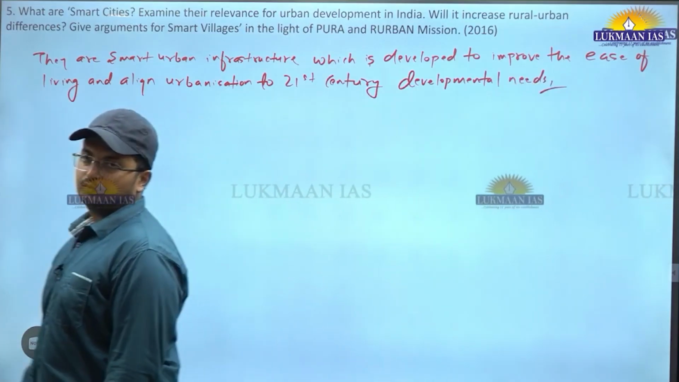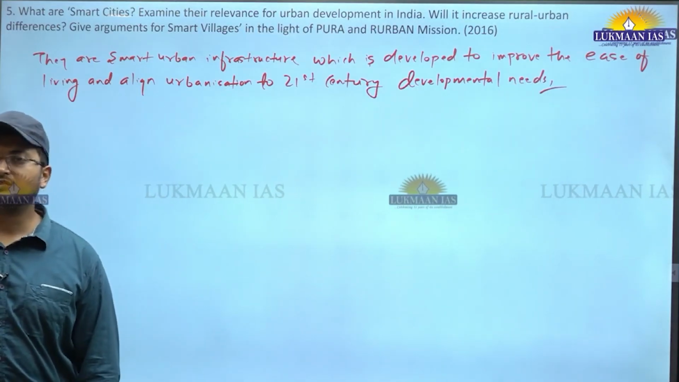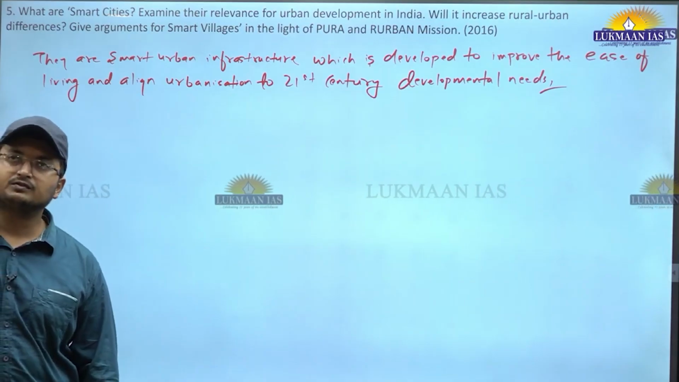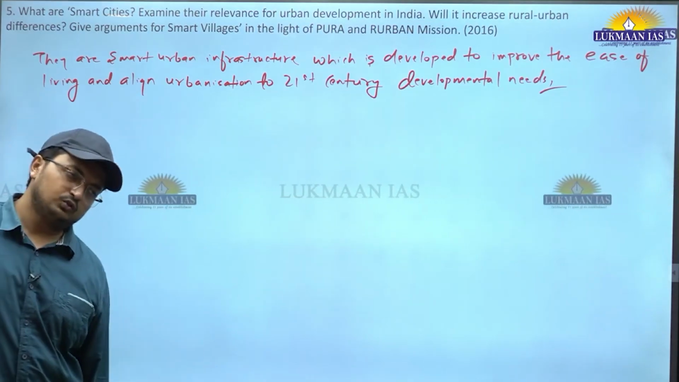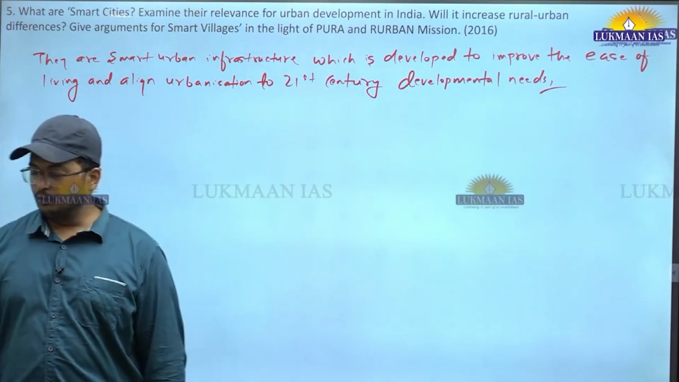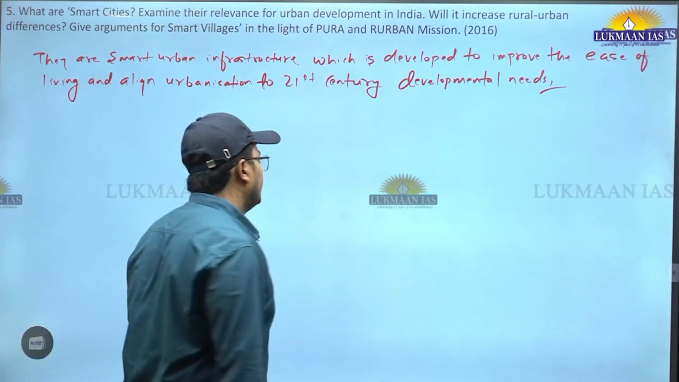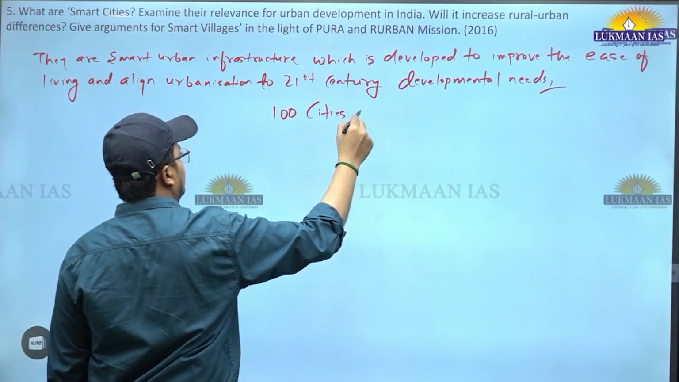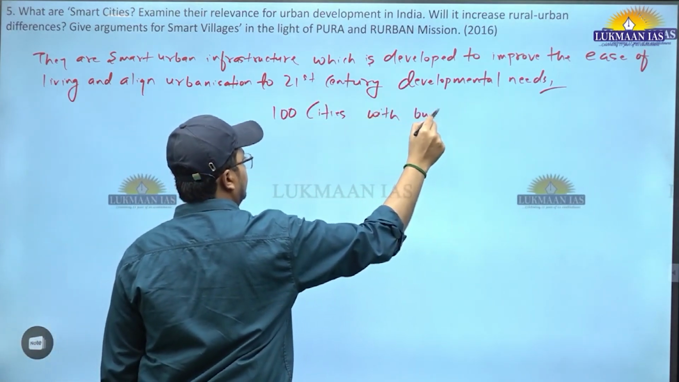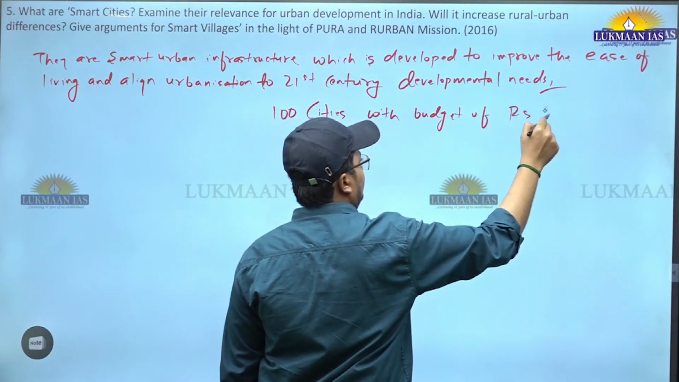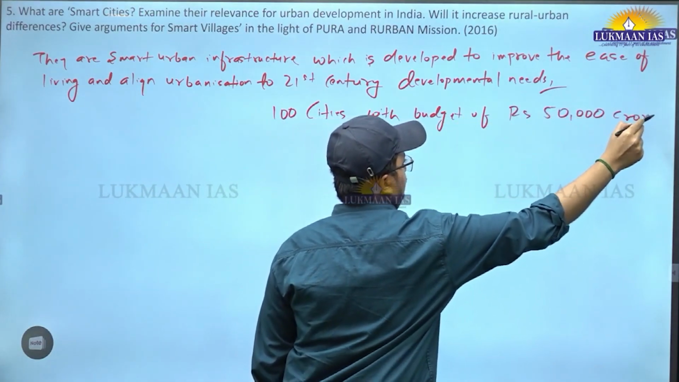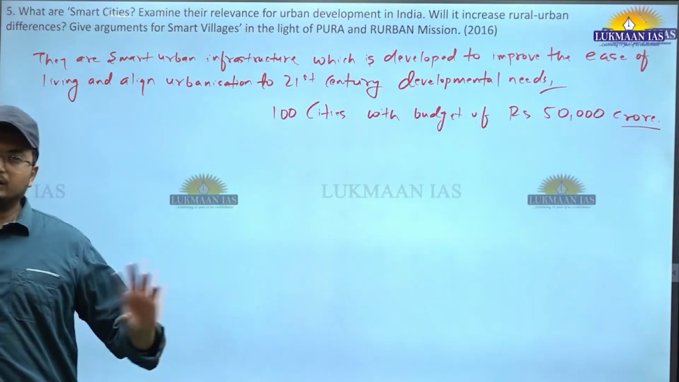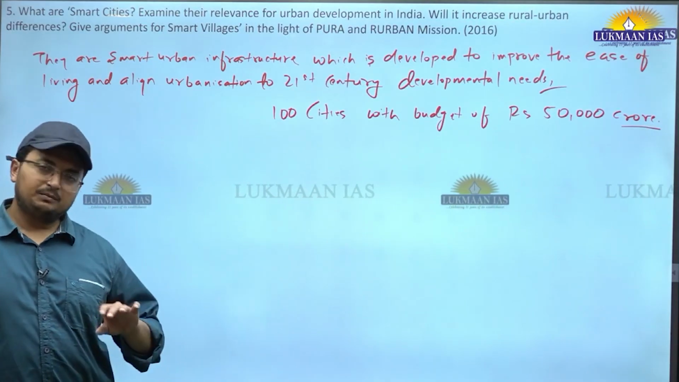The idea is that in the 21st century it's all about automation, intelligent transportation systems, improving urban road density, and smart storm drainage facilities. In a way, the quality of life of those living in urban areas should improve. That is smart cities. 100 cities were selected with a budget of rupees 50,000 crore. Many projects have been taken up and completed in those cities chosen in the list of 100 smart cities. That was the main idea behind smart cities.